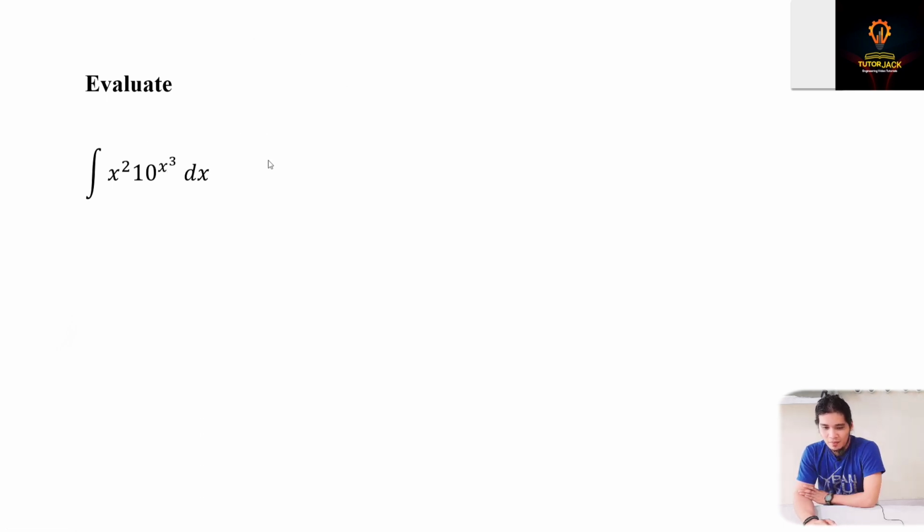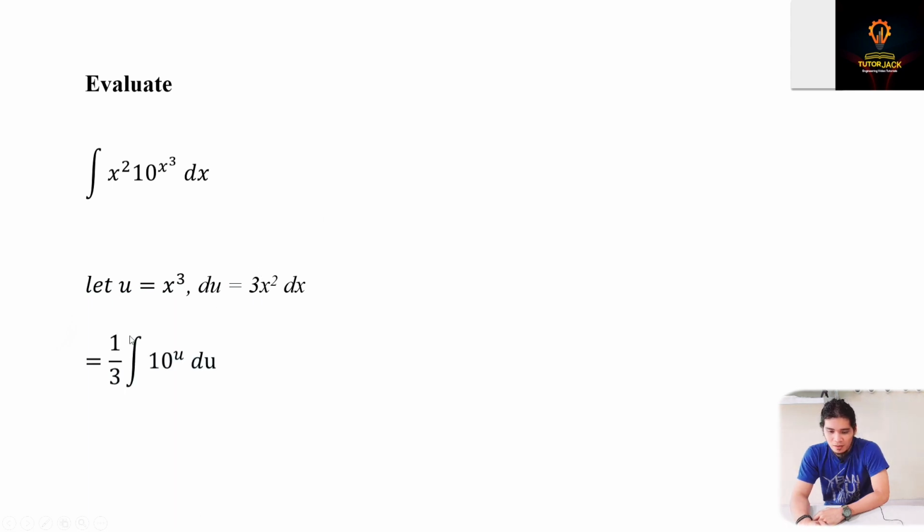Okay? So, we have to evaluate this integral of x squared 10 to the x cubed dx. So, let u equals x cubed, du equals 3x squared dx. Okay, pag titignan natin dito, meron tayong x squared dx, pero wala tayong factor na 3. So, ang gagawin natin, again, mag-introduce lang tayo ng reciprocal na factor. So, reciprocal ng 3 is just 1/3. Yung equation natin is magiging 1/3 10 to the u du, okay?